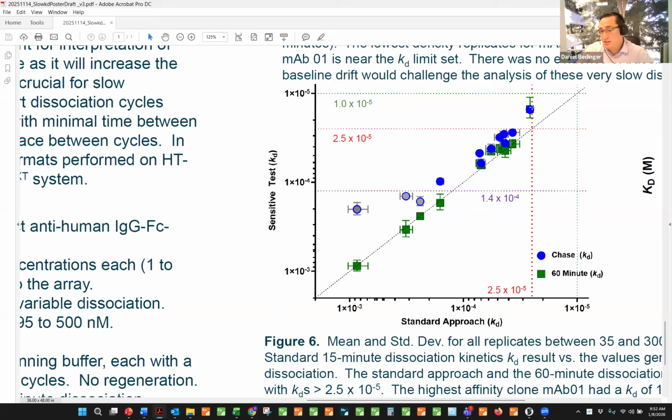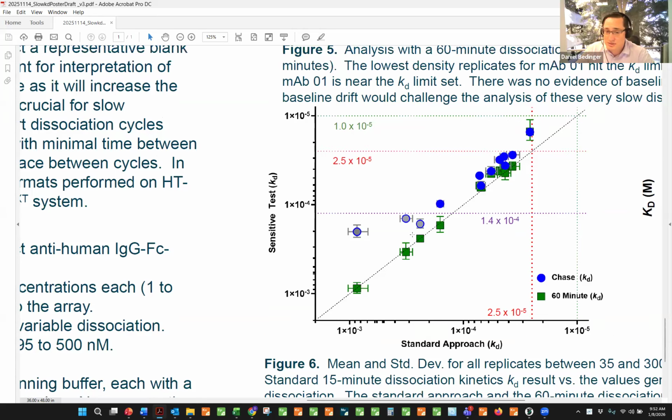The chase approach actually gives us the same value for that one, which is good. We see slightly slower dissociations measured by the chase on some of the other ones. I think there's a little bit of kinetic heterogeneity in some of the fits. But interestingly, the estimate of off rate from the chase approach breaks down for clones that have more rapid dissociation.